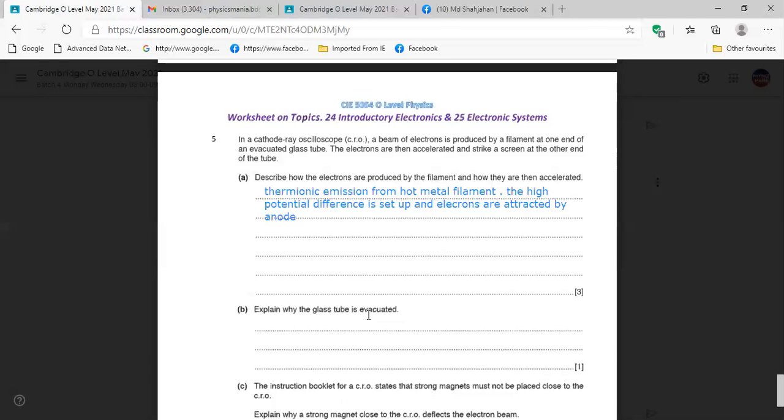Look here, the answer I wrote. So that electrons are not colliding with the air molecules and they then can move easily towards the screen. Is it clear? Yes, sir. Yes, very good. Karim, it is correct. Your answer is also correct.